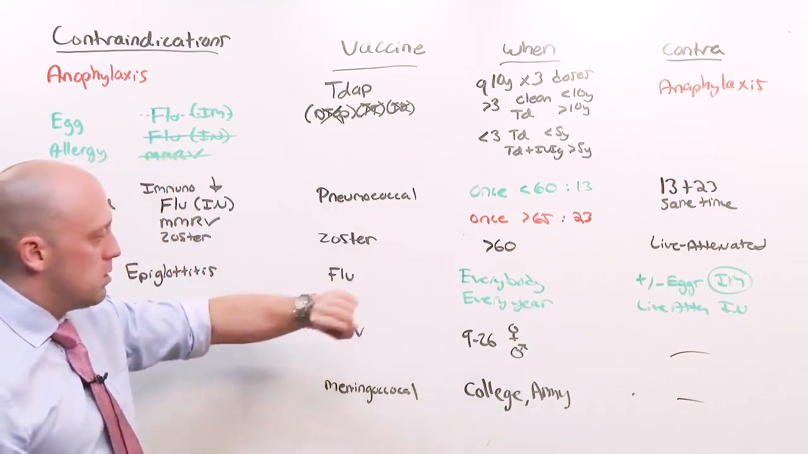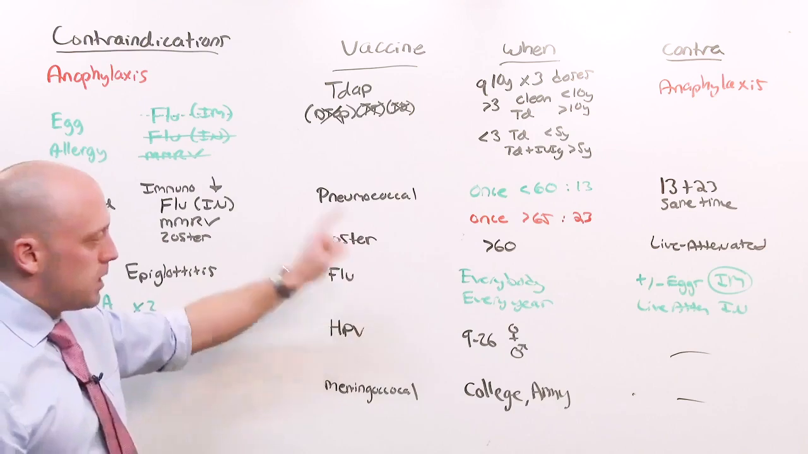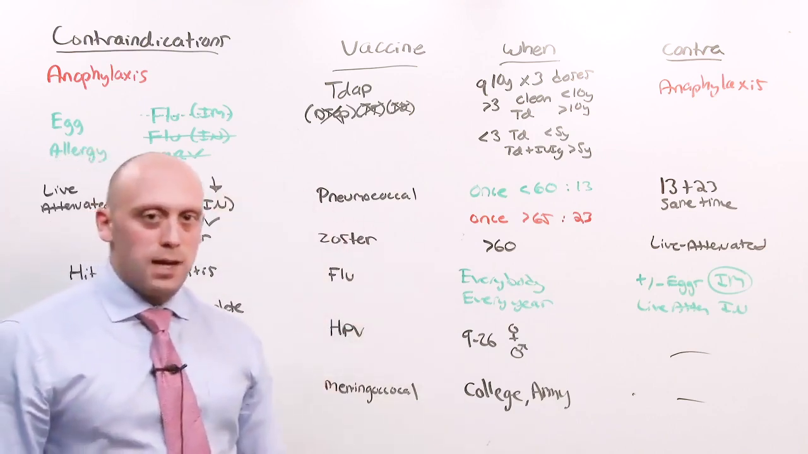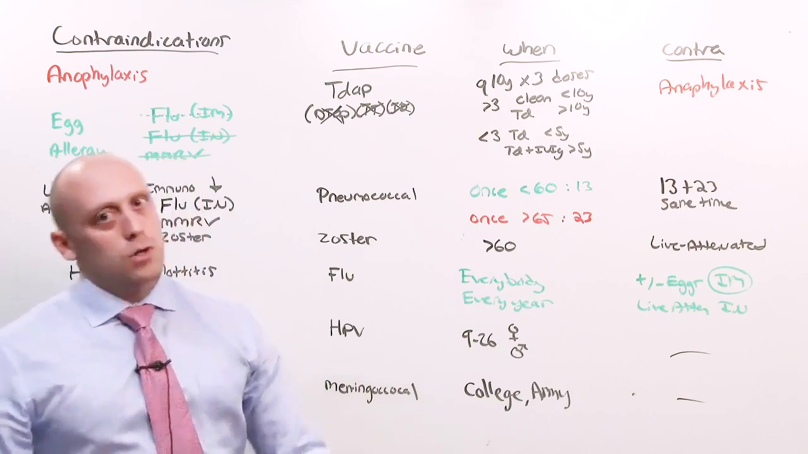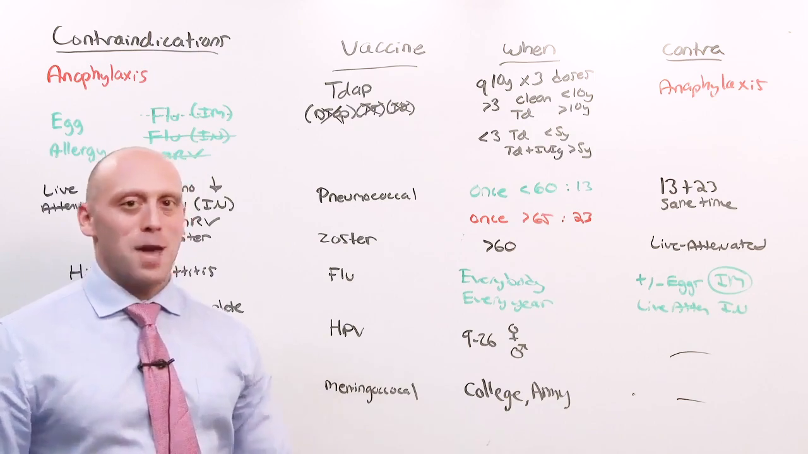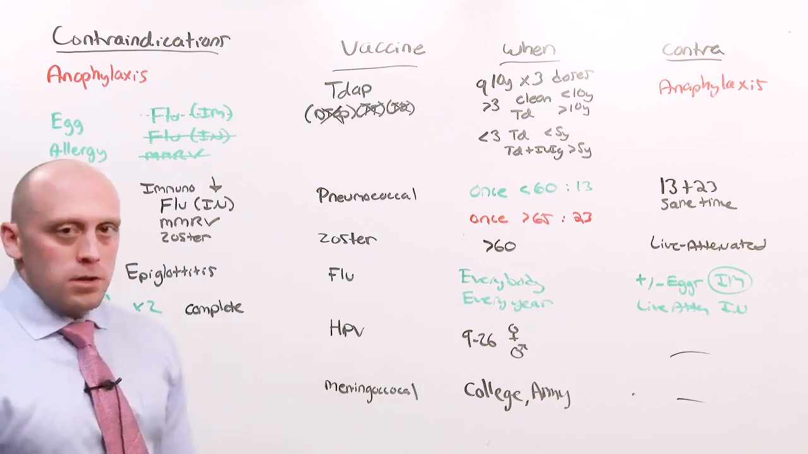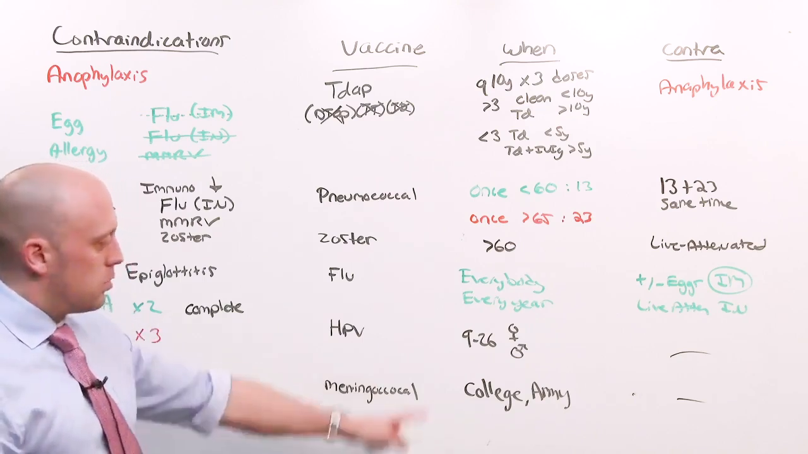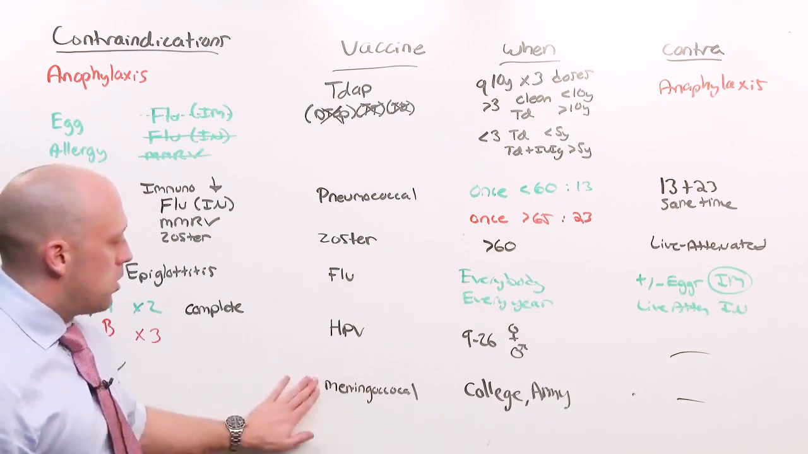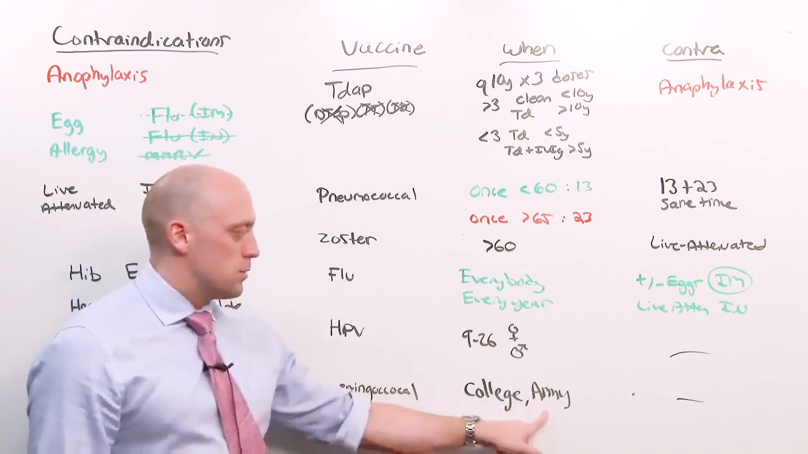Zoster, greater than 60, everybody gets it, unless you're immunosuppressed. Flu vaccine, everybody, every year. Don't worry about that egg thing. Or you also have the option to use intranasal, which is used when there's an anaphylactic reaction to IM and you are not immunosuppressed. HPV prevents cancer before it shows up. We prevent cancer, everybody gets it. Meningococcal vaccine, everyone should get that one too, but it is necessary for college and the military.